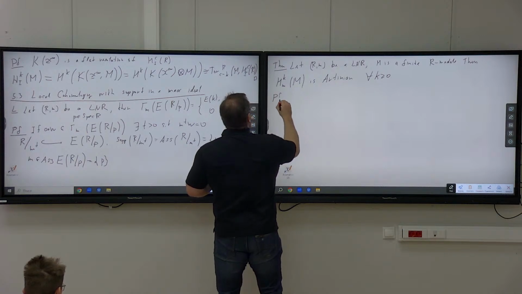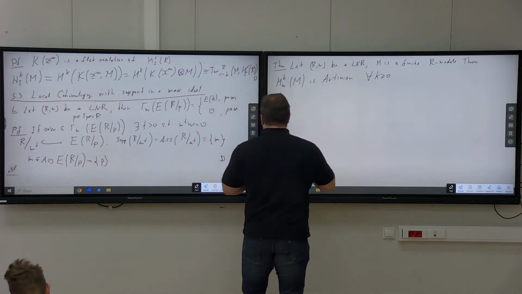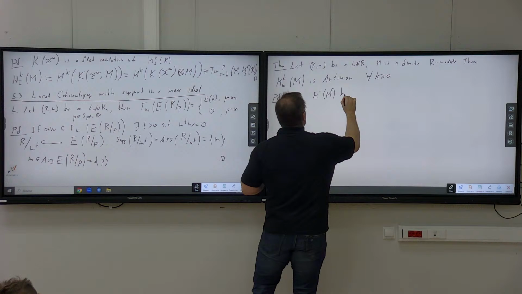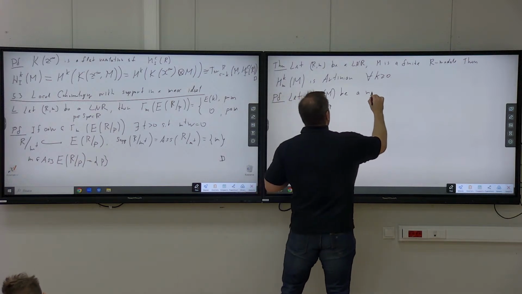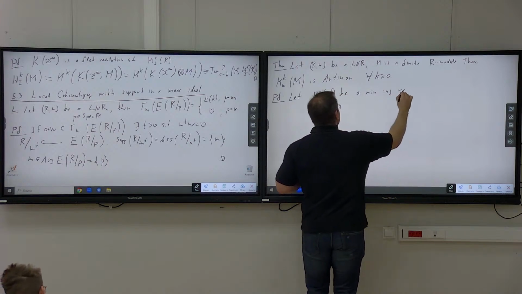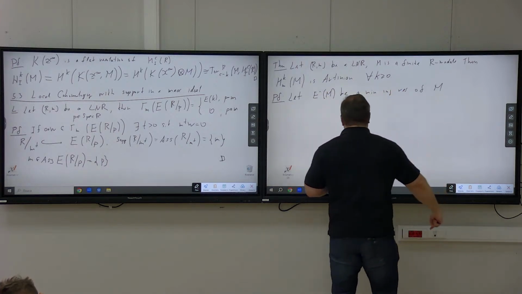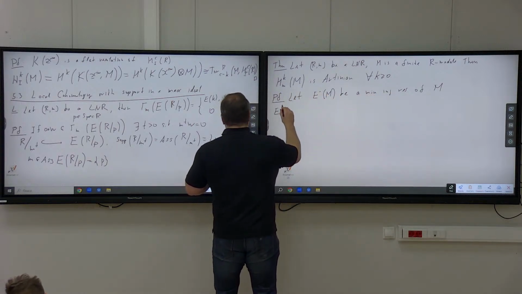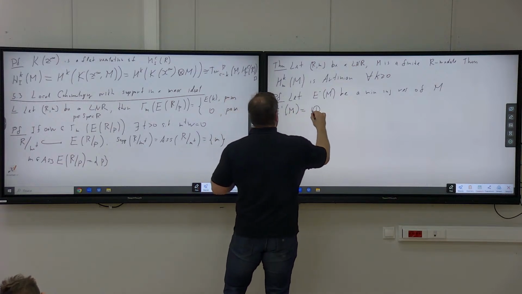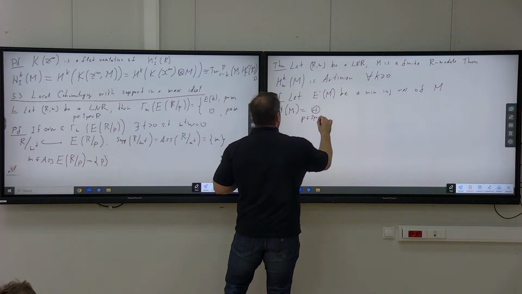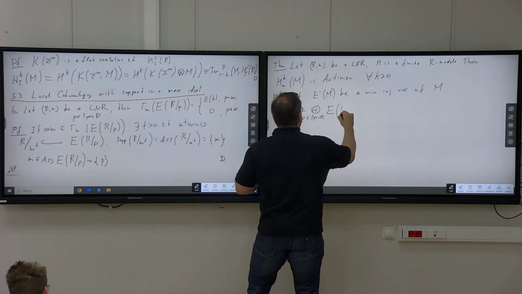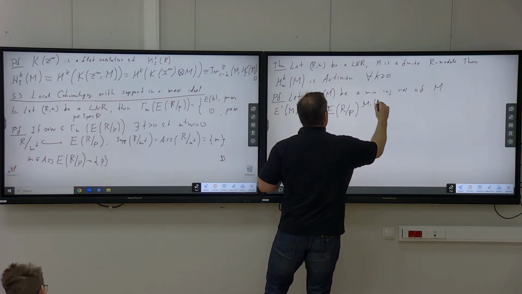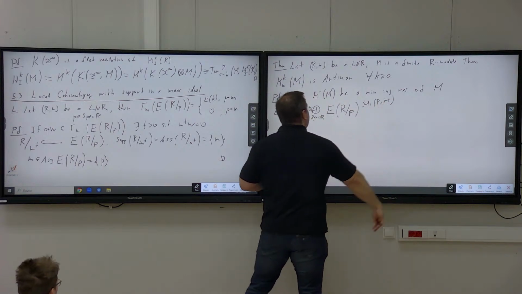Okay, so proof. Let E^•(M) be a minimal injective resolution of M. Then we actually know what the terms in this resolution look like. So E^i(M) is the direct sum over P in Spec R of the injective hulls of R/P, with multiplicity μ_i, depending on the prime ideal P and the module.